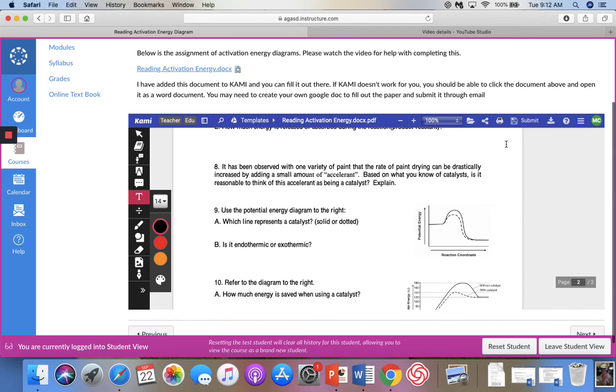Once you guys are finished, you want to hit the Save and Submit button up here at the top, and that should send it back to me.